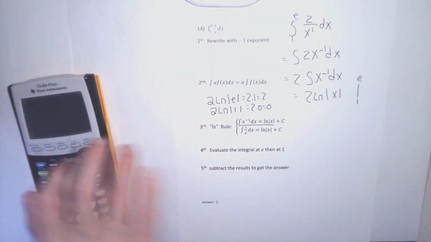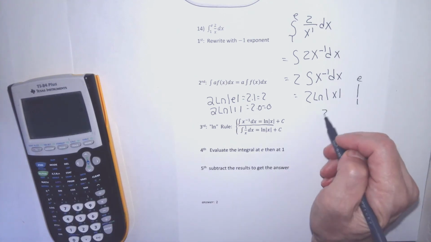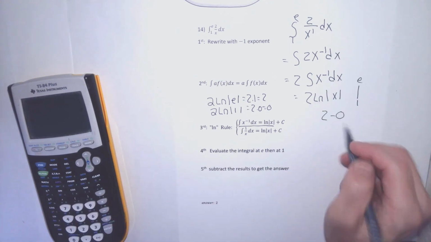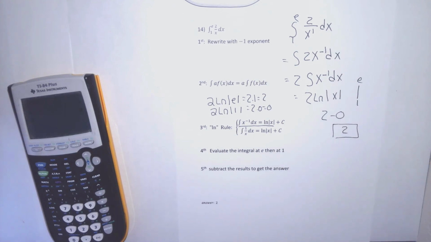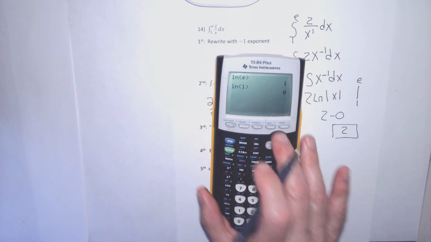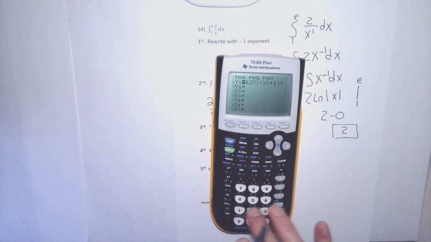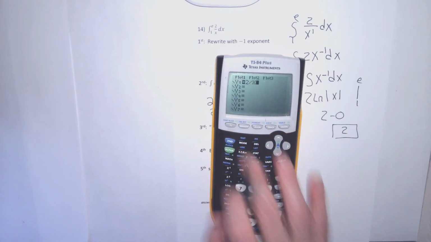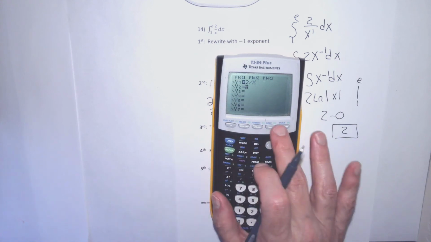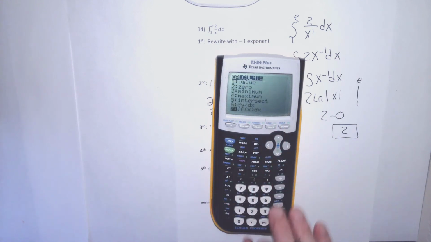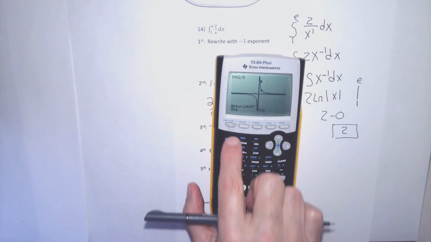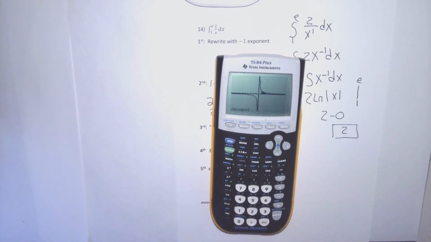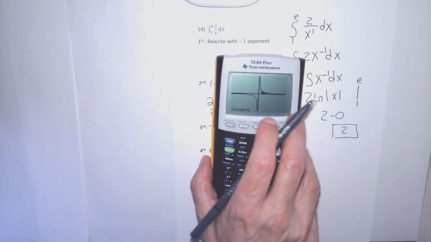So I did the computations off to the side. Now I just need to subtract 2 minus 0. And my answer to question 14 is going to be 2. Let me check this real quickly by putting 2 divided by x in my y1, doing second calc, option 7. And I have to go backwards, so I need to do the 1 first and the e second. So 1 and then enter, second and divide and e, then enter, and I get that 2 perfectly, so I know my answer is correct.